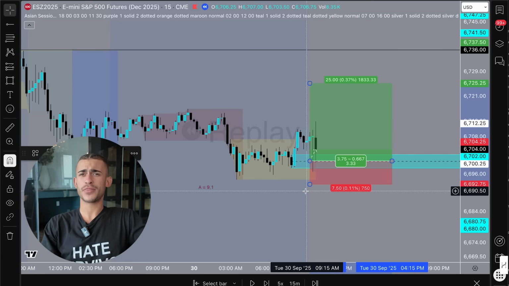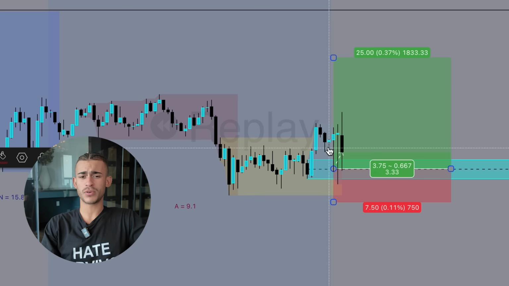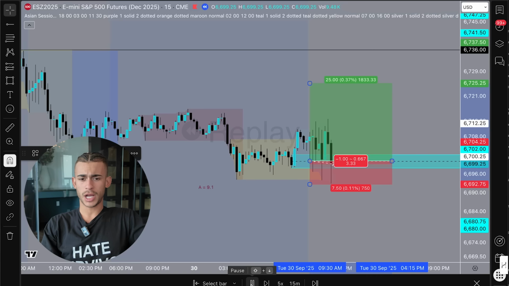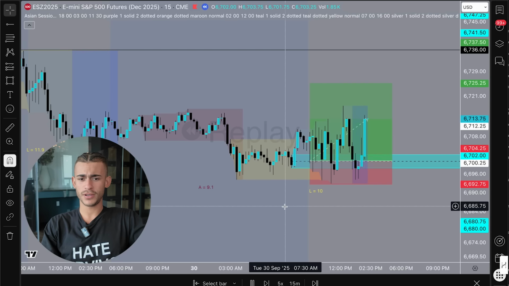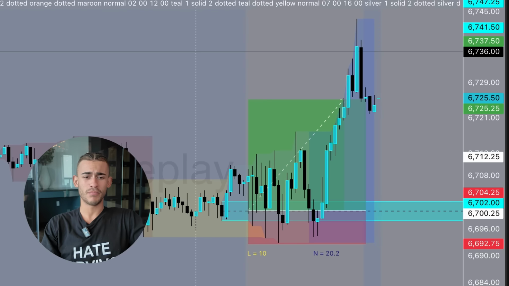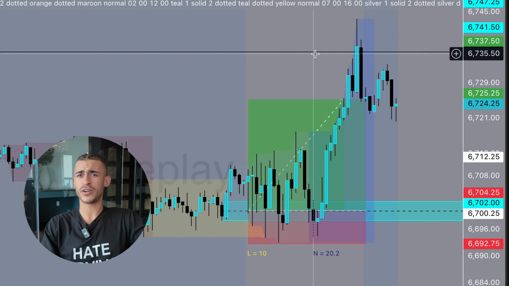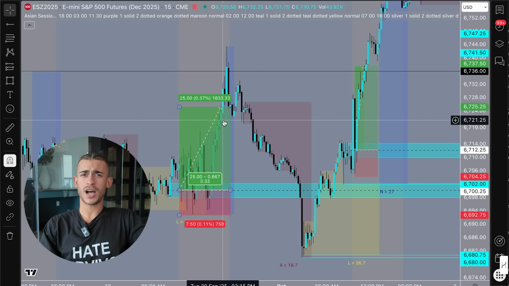Alrighty, everybody, so it's 9:30 a.m. Eastern Standard Time, and we can see that price is breaking out to the upside, meaning we are looking for longs off of the retest of this midpoint. Let's see how it plays out. Little choppy, almost getting stopped out, but we did not. Boom, price came up and targeted that next area of liquidity. I caught 25 points off of that trade with a risk to reward of 1 to 3.